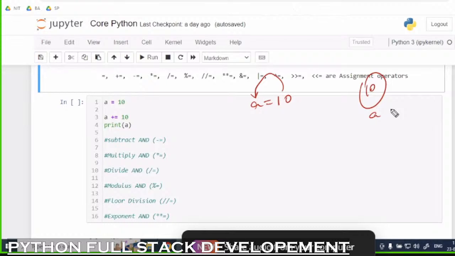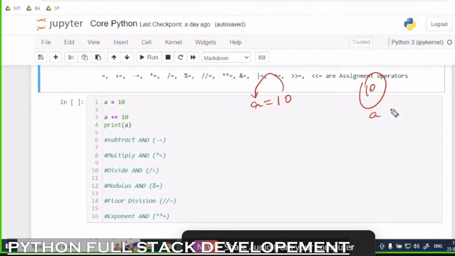You are going to get the answer as 11. Similarly, A minus equal to 1. What is the meaning of this? It means A is equal to A minus 1. It is going to be considered as A is equal to A minus 1.